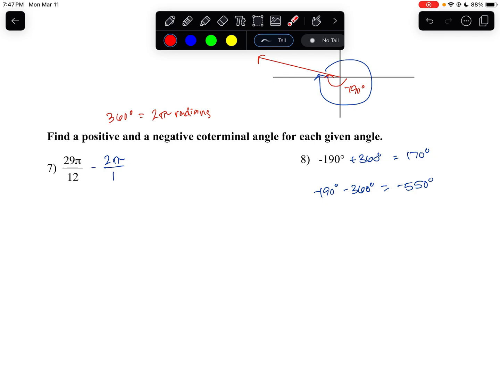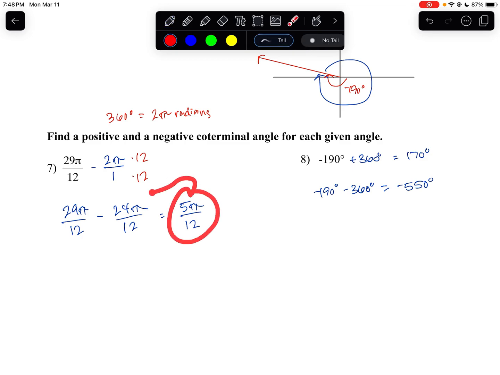Okay, so let's subtract 2 pi. In order to subtract these, they have to have a common denominator. So I'm going to multiply the top and bottom here by 12. So 29 pi over 12 minus, now it's 24 pi over 12, which again is the same thing as 360 degrees because this is 2 pi. So 29 minus 24 is going to be equal to 5. So 5 pi over 12. Okay, so here is a coterminal angle to 29 pi over 12, but this is positive.